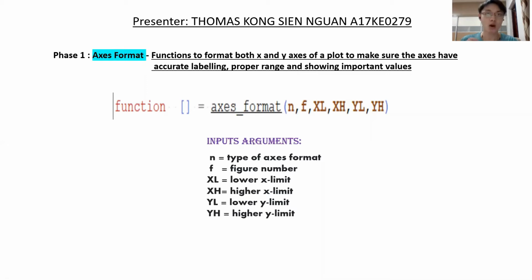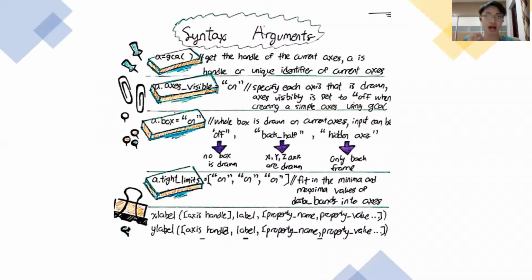Next, ASCII format is one of the Scilab functions we study in Phase 1. The function shown on the slide is a user-defined function with 6 input arguments, which are type of ASCII format, figure number, and lower and higher X and Y limits. These are the important syntax in ASCII formats used to map the ASCII tab to fit exactly with accurate labelings.